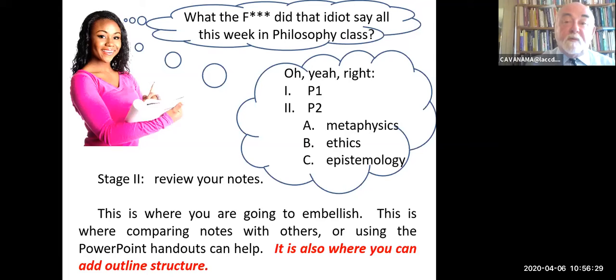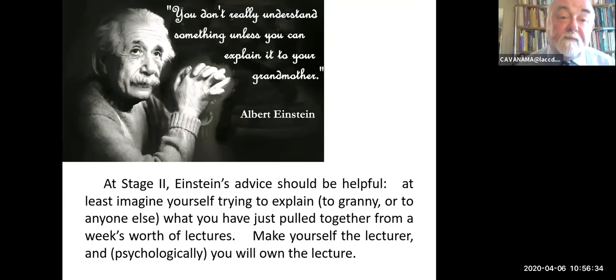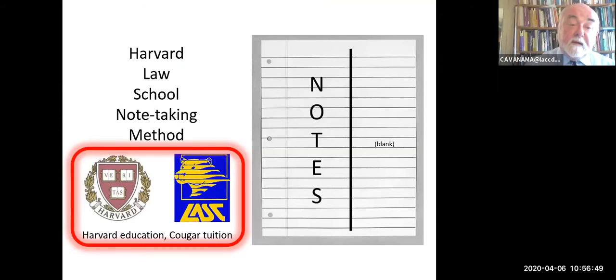At stage two, Einstein's advice should be helpful. You don't really understand something unless you can explain it to your grandmother. So whether you do that to your actual grandmother or in your head, make yourself the lecturer, and psychologically you will own the lecture. That's why you leave that blank space. So you see, if you do this, you're ahead of the game. You get a Harvard education and you only pay cougar tuition. What could be better than that?